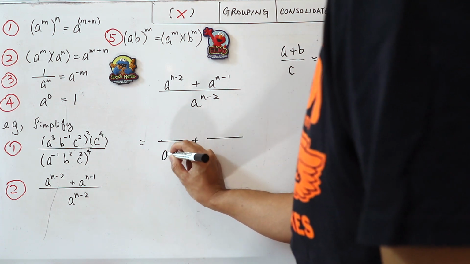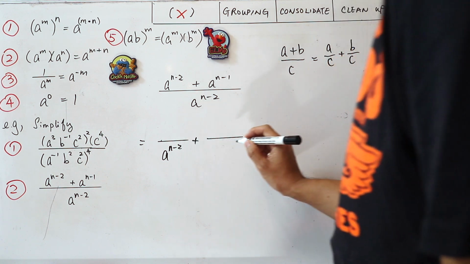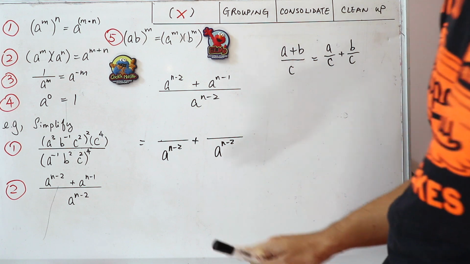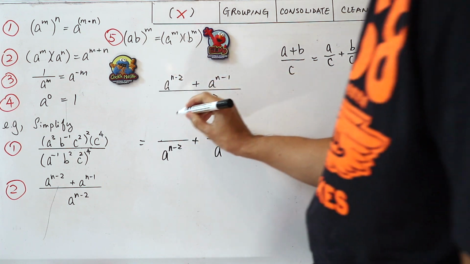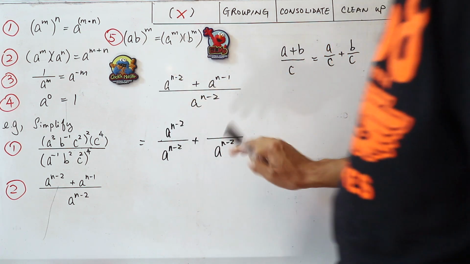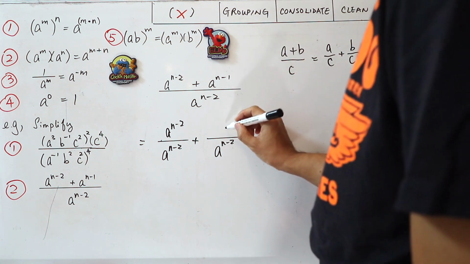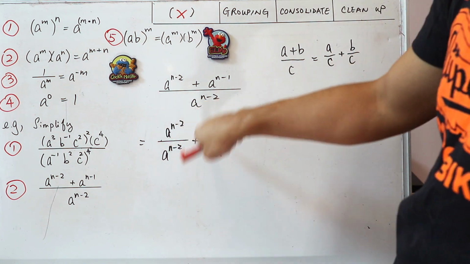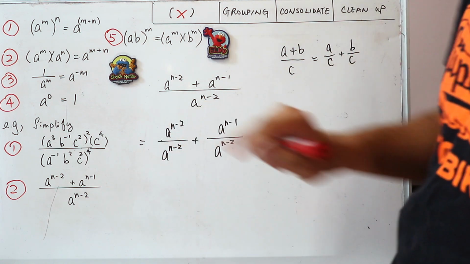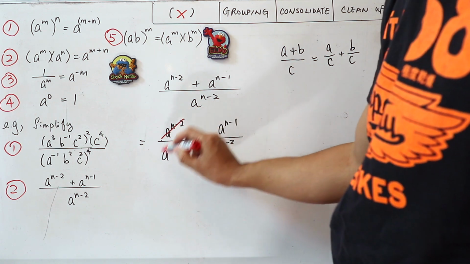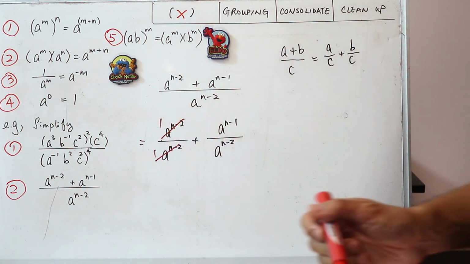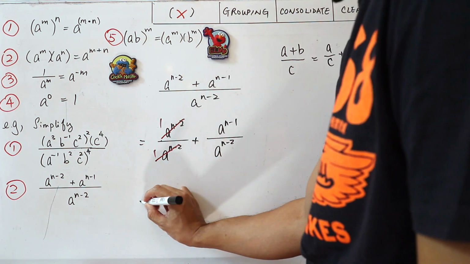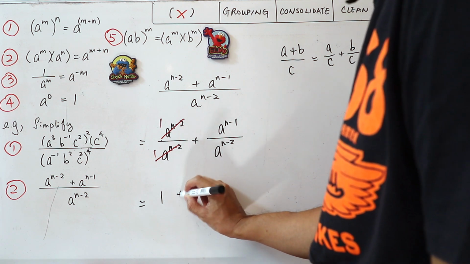Both have the denominator a to the power minus 2. Same thing here. Okay. And this term, we put a to the power n minus 2 here. And for this term here, it's a to the power n minus 1. Okay. So now we can see that for this term here, the numerator and the denominator, they are the same. So we can just cancel them out. So it's 1 divided by 1, which is just a 1. So the next step will be equals to 1 plus this.